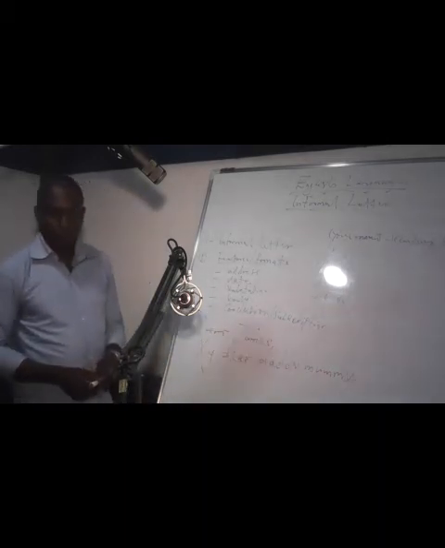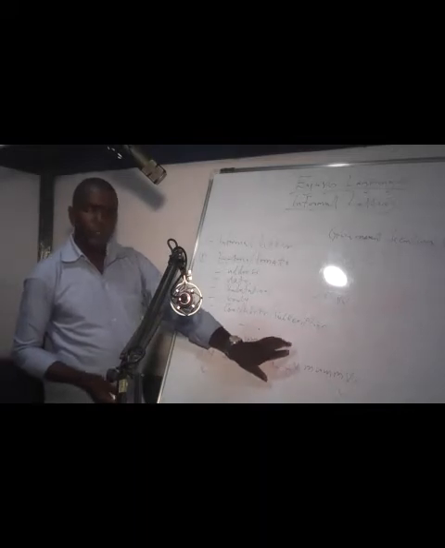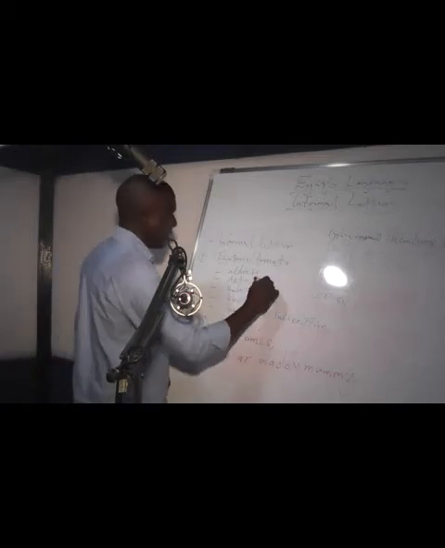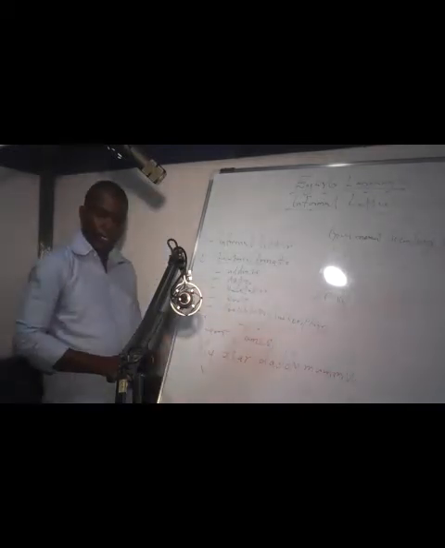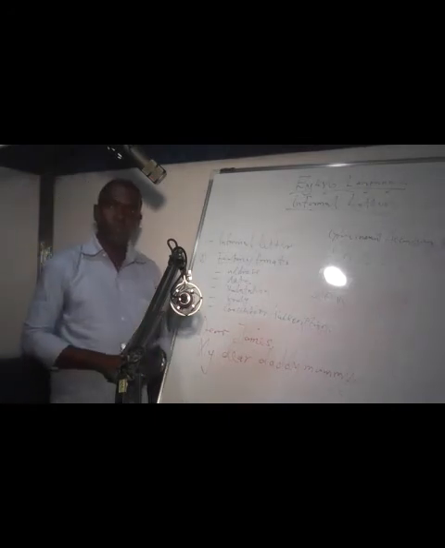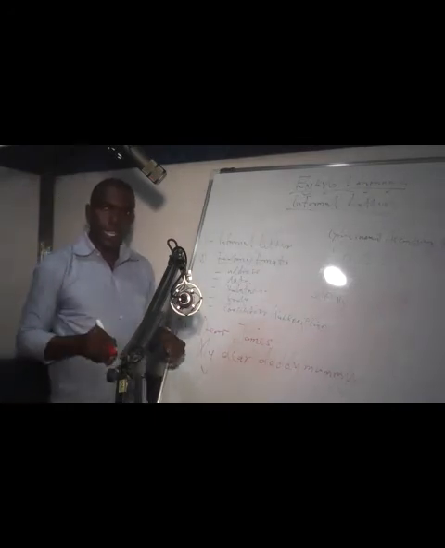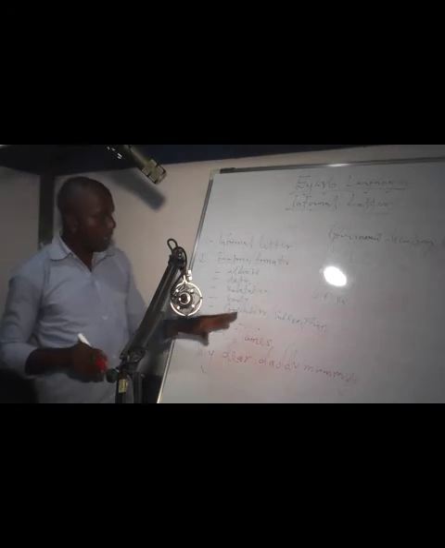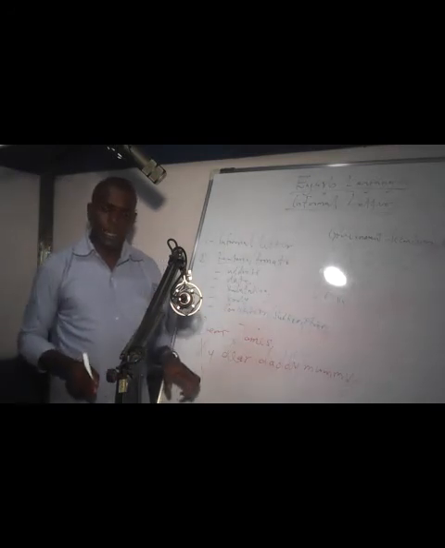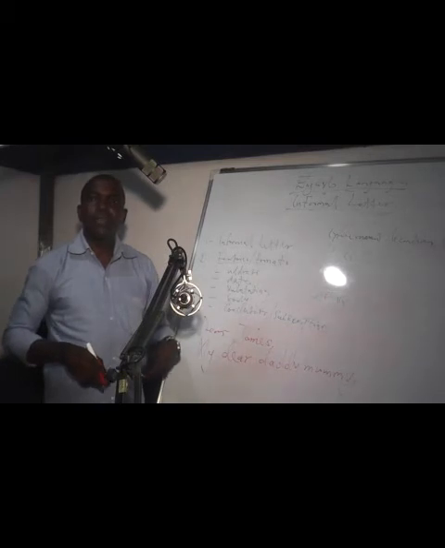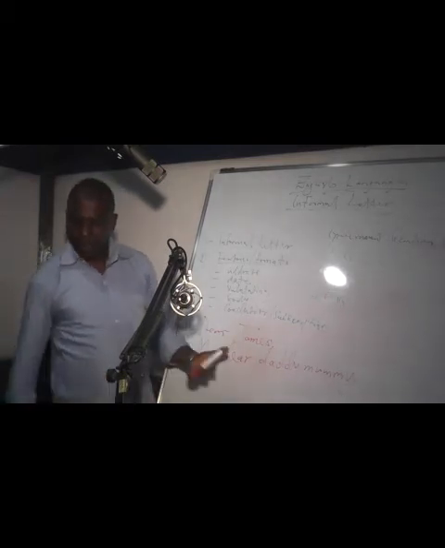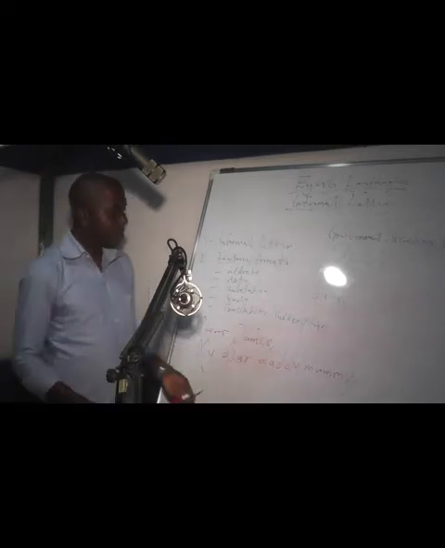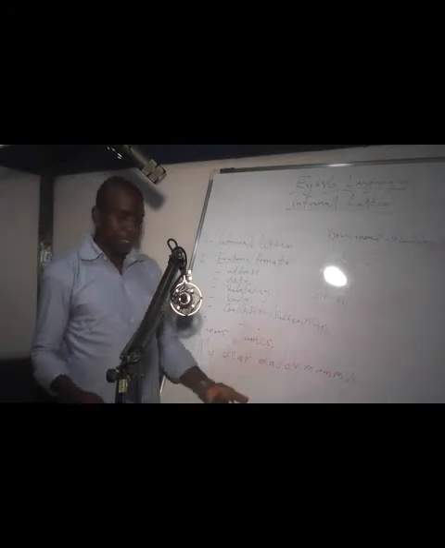Then the body. After the salutation, the name of the person you want to send the letter to, then the body. Now, in the main body, you have 3 sections. The first section is the introduction. The second is the content. And then the third, the conclusion. Now, in the introduction here in the informal letter, it is expected of you to make greetings.